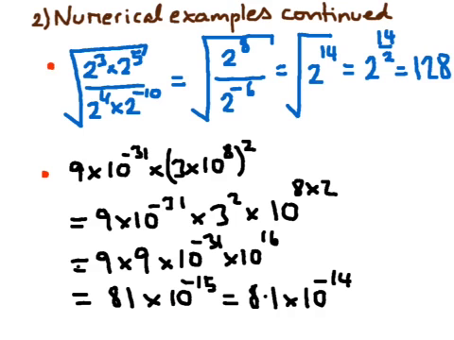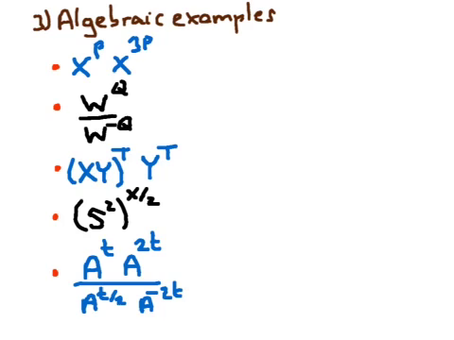So, to conclude the video, we want to look at some algebraic examples: x to the p multiplied by x to the 3p, w to the q divided by w to the minus q, (xy) all to the t multiplied by y to the t, s squared to the x over 2, and a to the t times a to the 2t divided by a to the t over 2, and also divided by a to the minus 2t. So again, if you could pause the video, work out the answers, and then we will look at them.